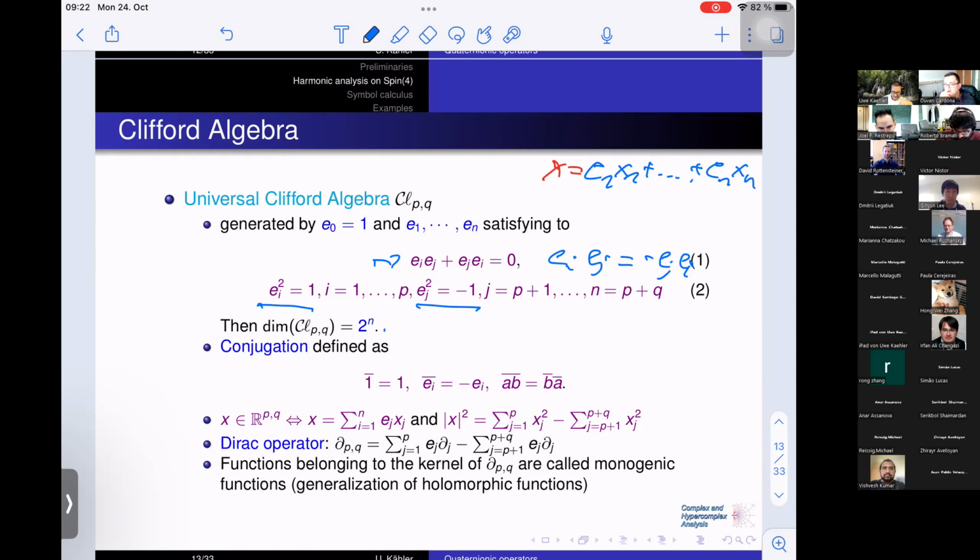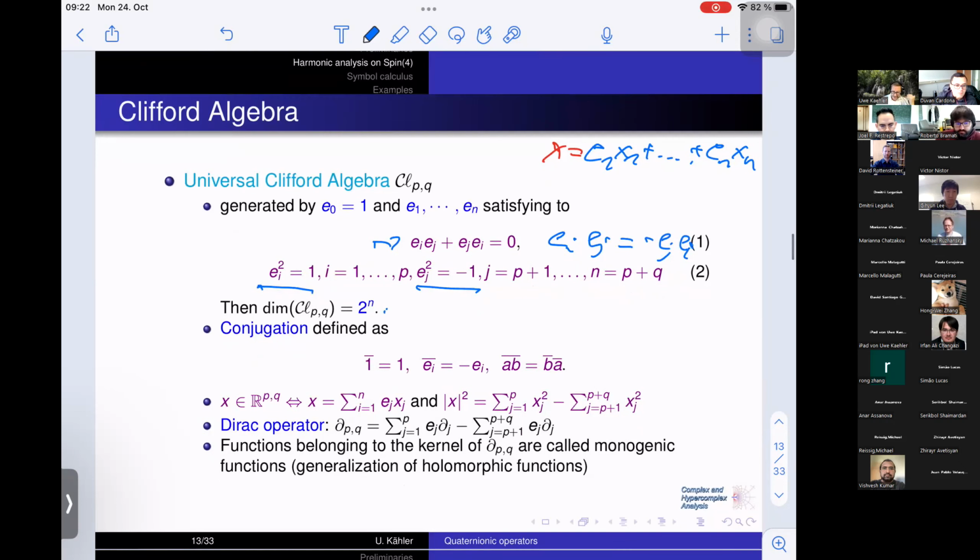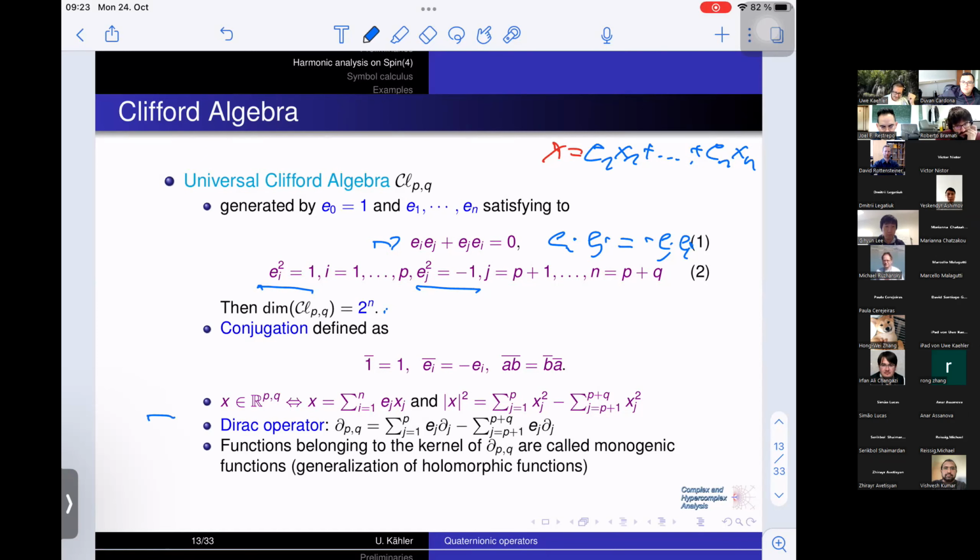The dimension, if you have the universal one, is always 2^n, and the conjugation is just what you would expect. The conjugation of each basic element is minus, and it's basically switching, the same thing you would do for matrices. Clifford algebras you can also consider as 2^n times 2^n matrices, but you don't want to do that. That's just trouble.